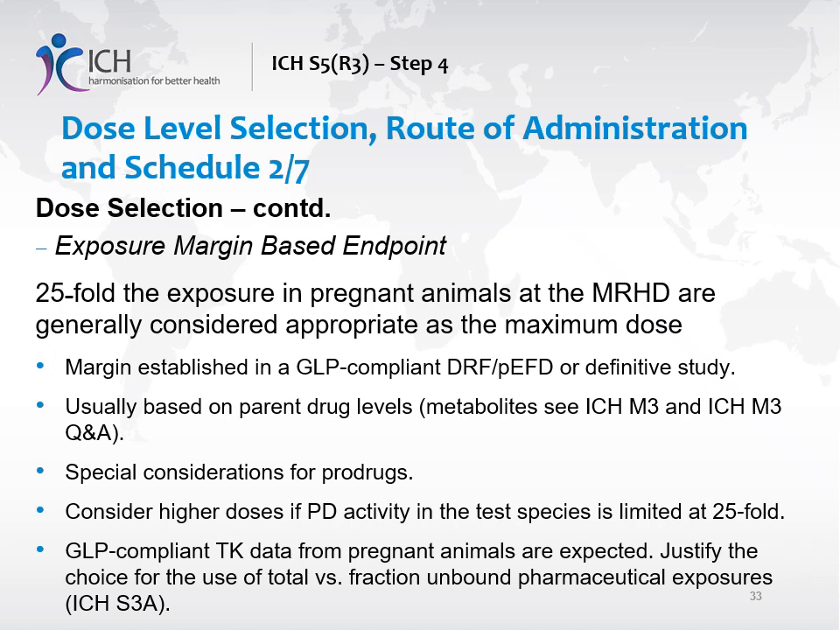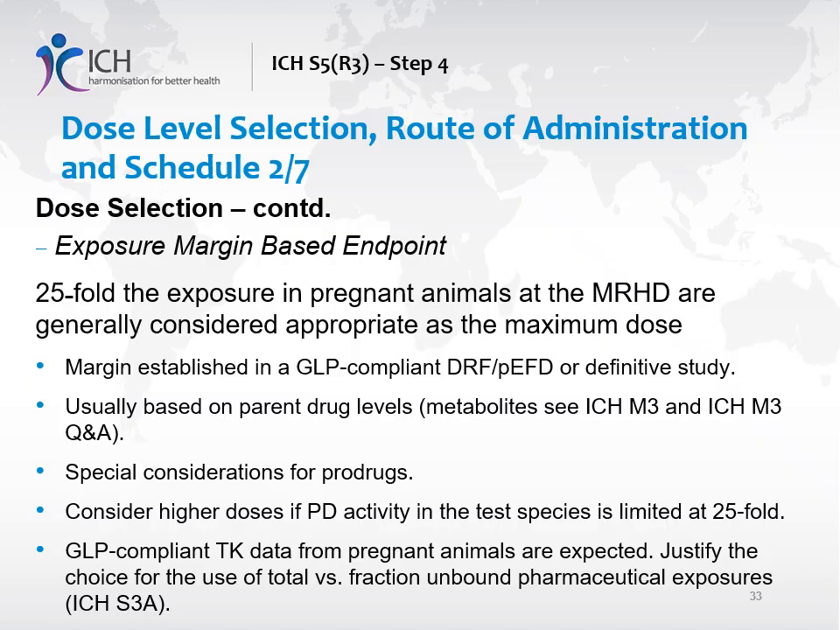Doses providing an exposure in pregnant animals above 25-fold the exposure at the MRHD are generally considered appropriate as the maximum dose for DART studies. The 25-fold exposure margin should be based on a GLP-compliant dose range finding, PEFD or definitive study. Usually this multiple should be determined based on parent drug levels. However, considerations should also be given to ensuring an adequate exposure margin to major human metabolites.